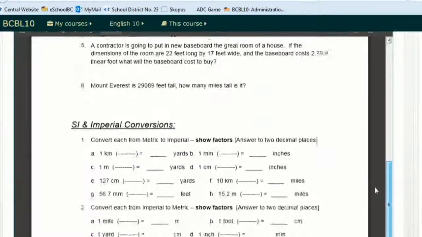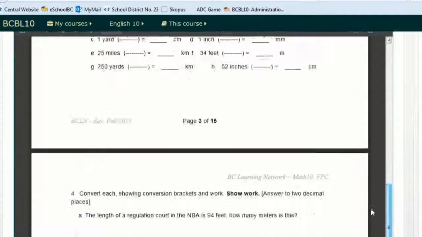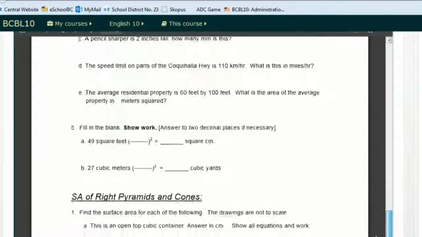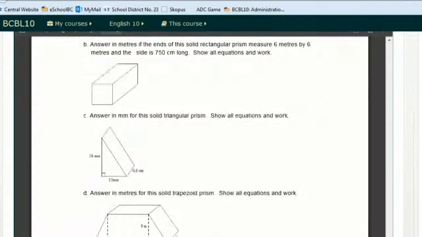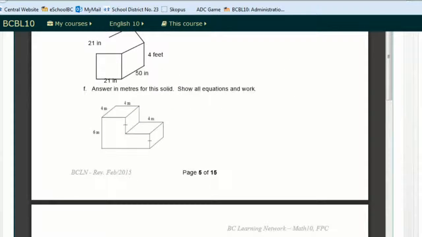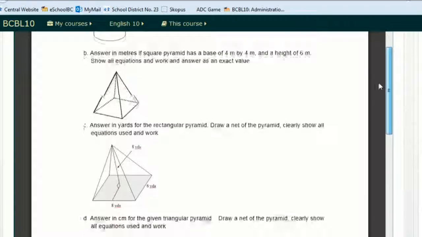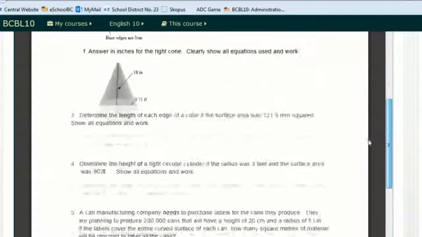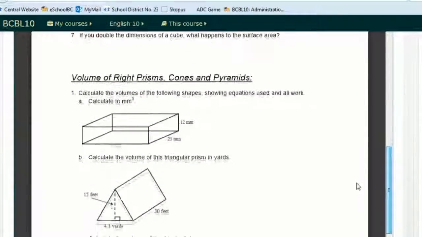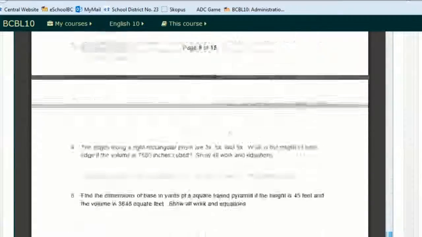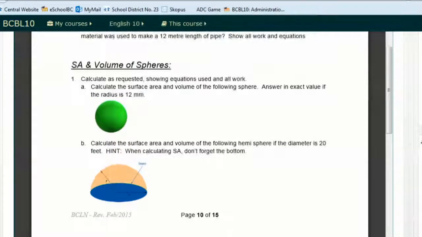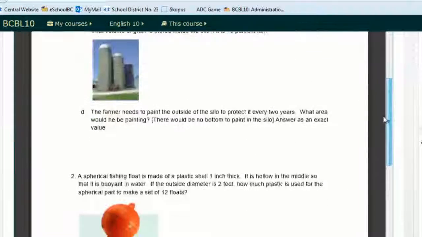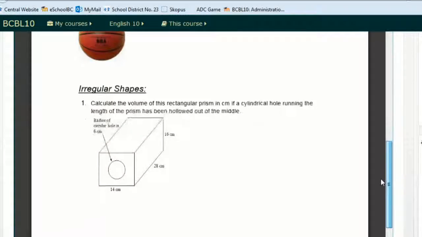Convert the following, SI to imperial. So we did that a while ago. And then some measurement stuff, surface area of cones. And then the last stuff will be the spheres. Get down to the very bottom. So you have some cones, same sort of stuff. Volumes, which we've covered. And then the very end is going to be all of your sphere stuff, which we're going to go through today. It is long, so you probably want to get started on it.